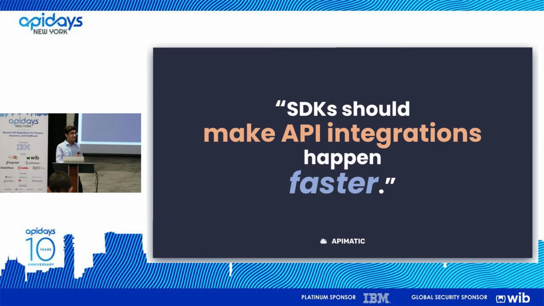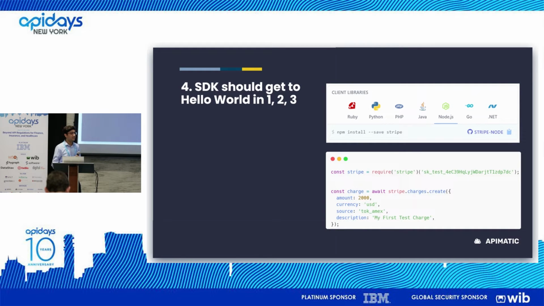Another rule that my team has for creating great SDKs is that every SDK we create should make API integrations happen faster. How do we do that? We have simplified the SDK getting started guide into 3 steps.